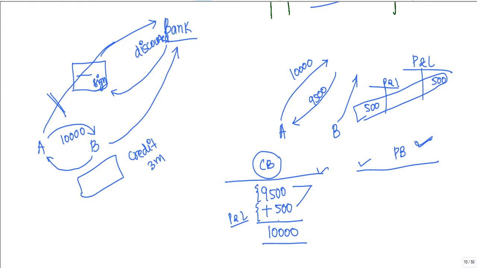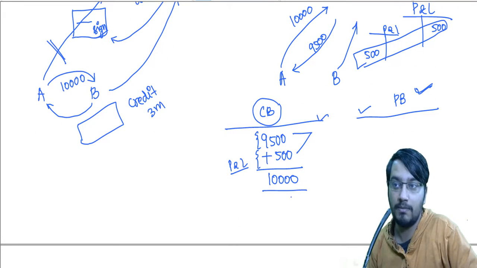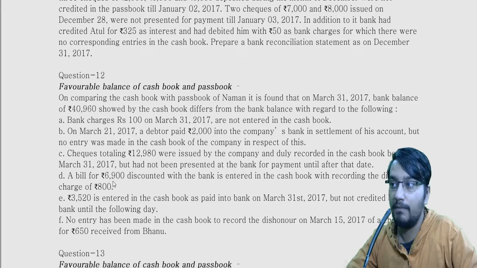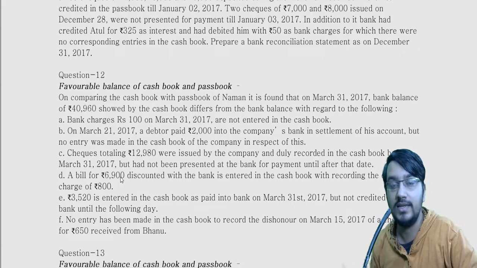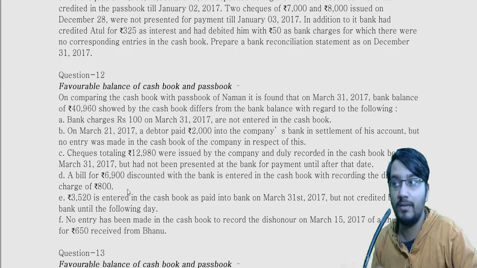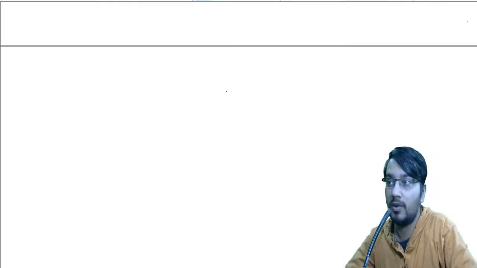So here I had entered in the cash book and this is the error basically, so I just need to adjust this amount. In the question they have said a bill of 6,900 was discounted with the bank, and in the cash book we have recorded it with the discount charge, whereas we know if 6,900 is the total bill amount and 800 was the charge, we should have entered 6,100 in the cash book, whereas 800 must have gone to the P&L account. But we have entered the total 6,900, which is 6,100 plus 800 as a discount charge. So what is the point of difference here? It is 800 only.